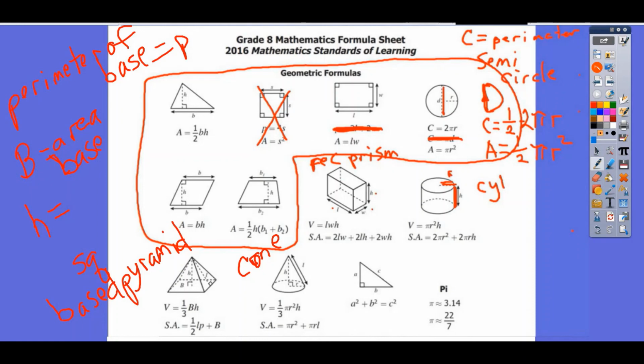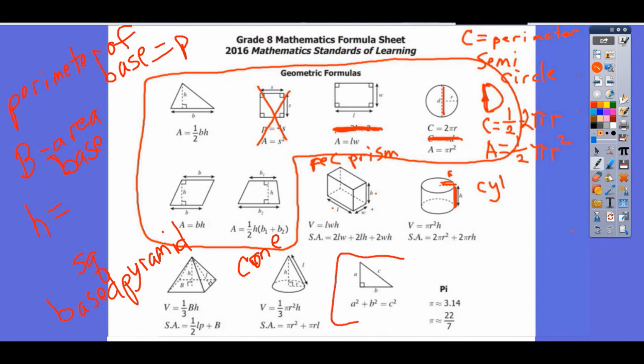So volume would be what it takes to fill that. If it's an ice cream cone, how much ice cream will fill it? If it was a party hat, how much popcorn would fit in there, or candy? So volume is 1/3 pi r squared h. Look at the picture for the details. And then surface area is pi r squared plus pi r L. L is that slant height again.